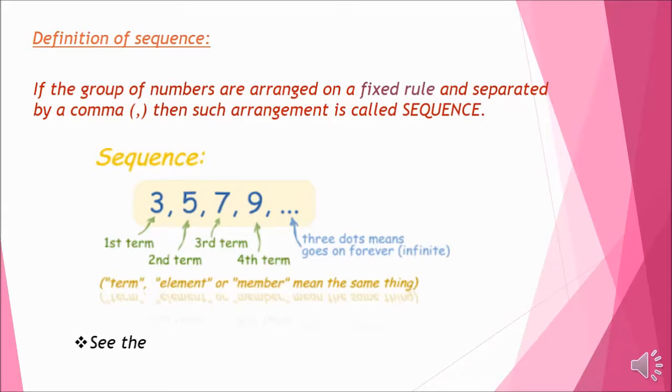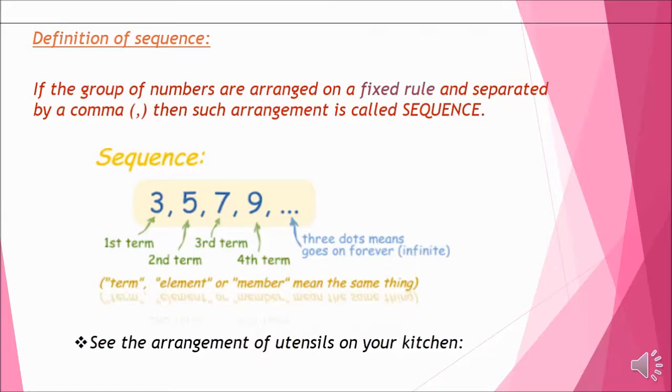Now see the arrangement of utensils in your kitchen. How are the utensils arranged in your kitchen? They are arranged in a proper sequence. Let's move forward and understand what fixed rule means.